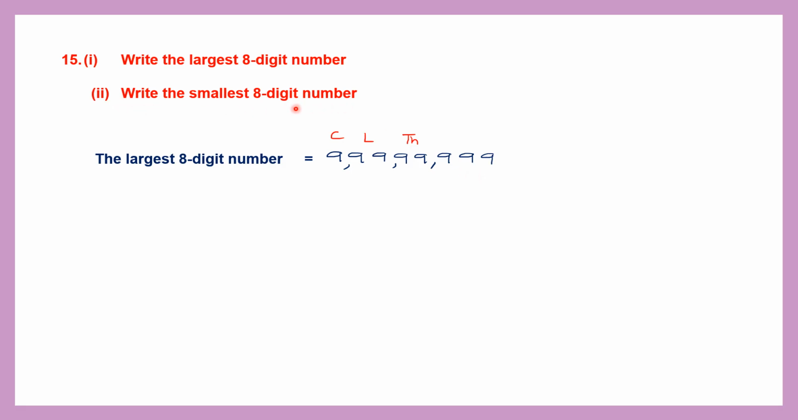Question 2 is write the smallest 8-digit number. The smallest 8-digit number will be 1 followed by 7 zeros. So 1, 2, 3, 4, 5, 6, 7, and this is 1 crore. So we have the largest 8-digit number and the smallest 8-digit number.